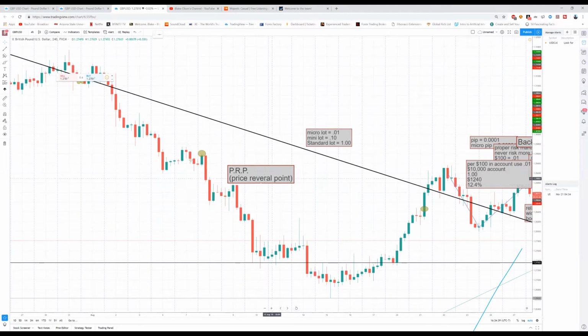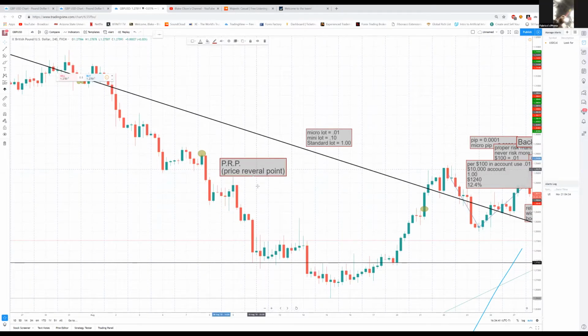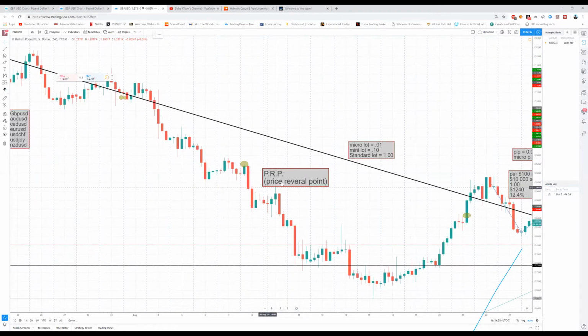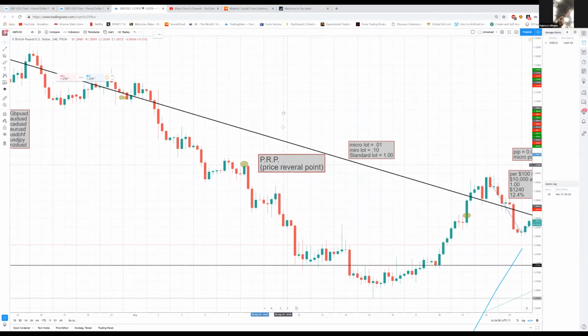Another thing, this is huge on the screen because it's really important. This is the main tool that I suggest to beginner traders. It's called a PRP, also known as price reversal point. That's what it stands for. So what is a price reversal point? What's a PRP?